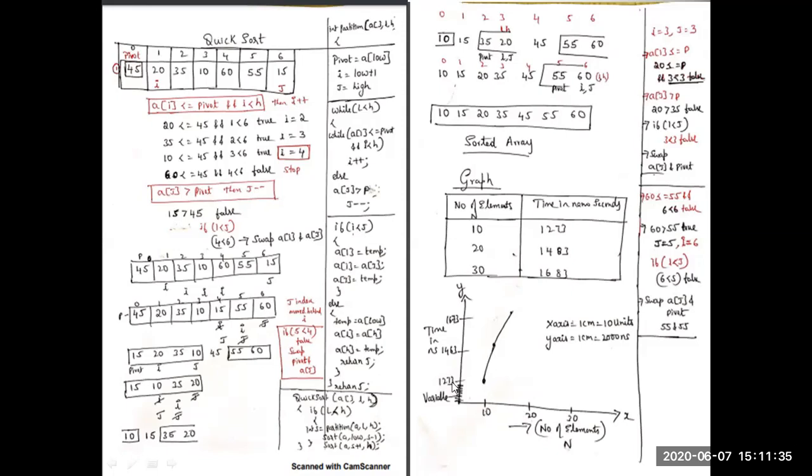For 10 elements, it takes 1,273. For 20 elements, something like 1,460. For 30 elements, something like 1,683. You can see the curve; it will be somewhat linear, as n log n. As the number of elements increases, the time taken to sort also increases, so instead of a straight line it will be curved. That's n log n, the time complexity for quick sort. Hope you're clear with this, guys. So this is your quick sort program. Hope you understood. Okay, I'll stop here. Thank you.